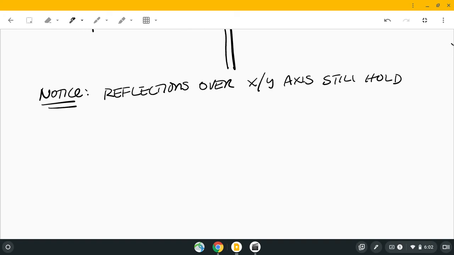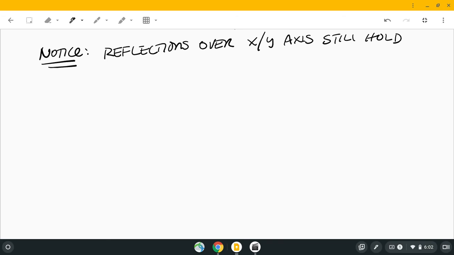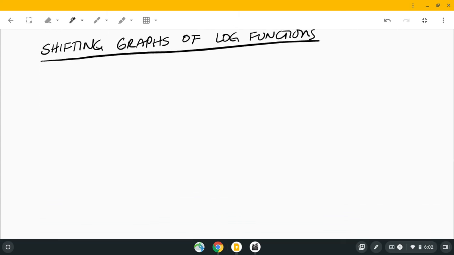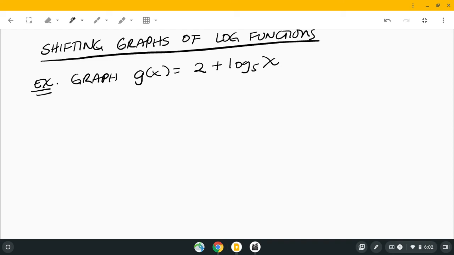All right, so let's look at shifting graphs of log functions. Let's take a look at this one. Graph g of x equals 2 plus log base 5 of x.